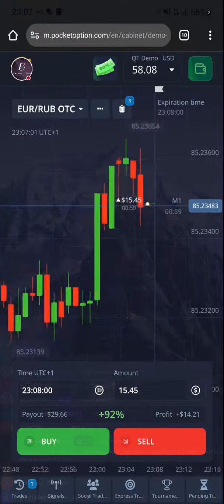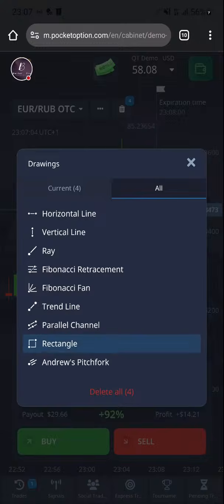Let's go. Oh, we have a gap up. Come on now. We have a gap up.